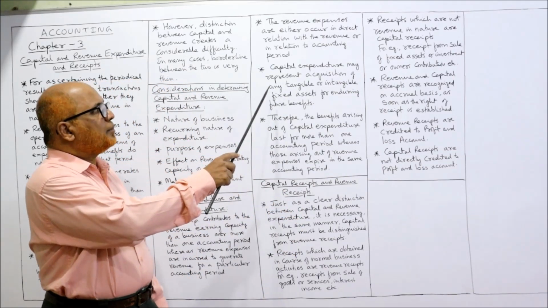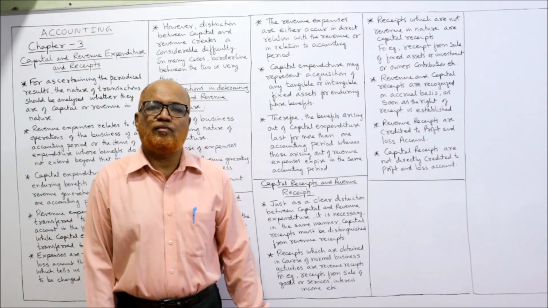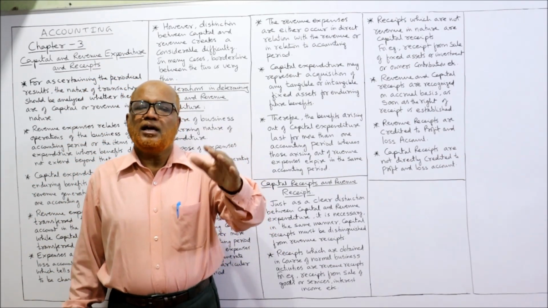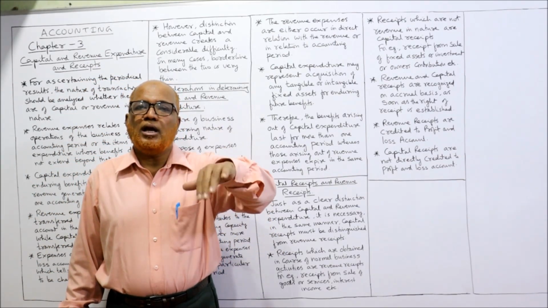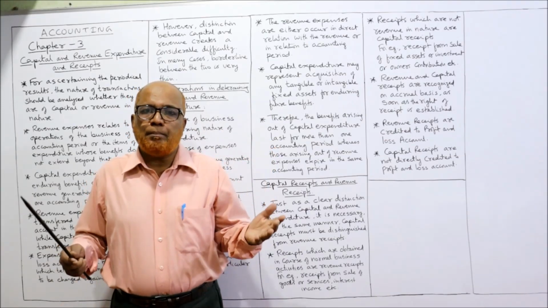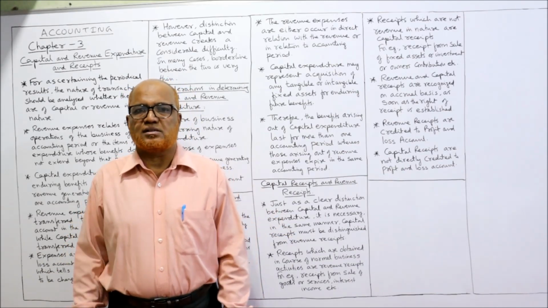Similarly, capital expenditure may represent acquisition of tangible or intangible fixed assets for enduring future benefits. Capital expenditure is the expenditure incurred either in purchasing or improving the fixed assets. The fixed assets may be tangible fixed assets or intangible fixed assets.